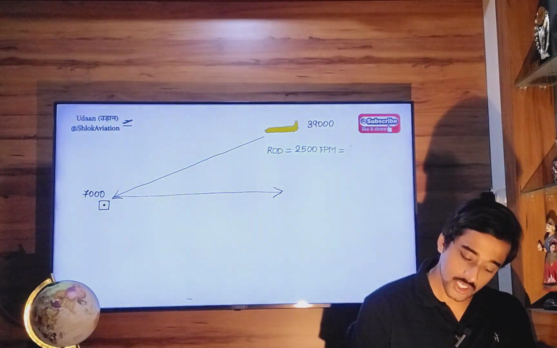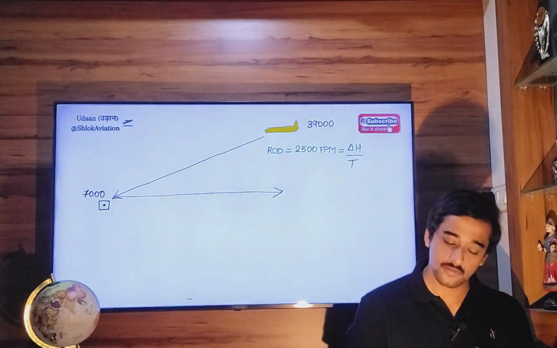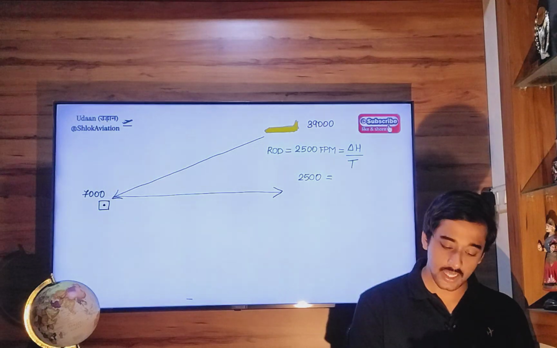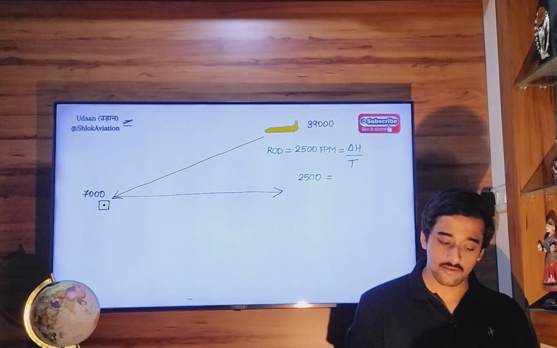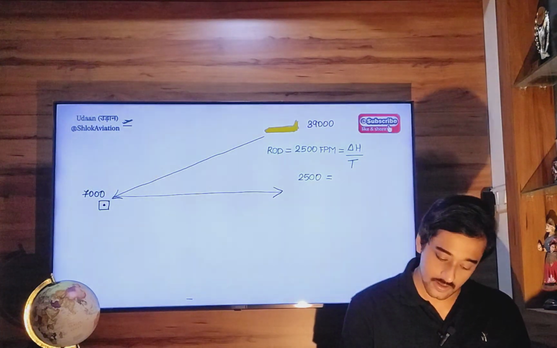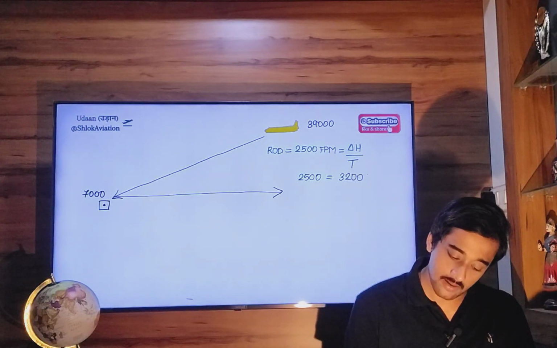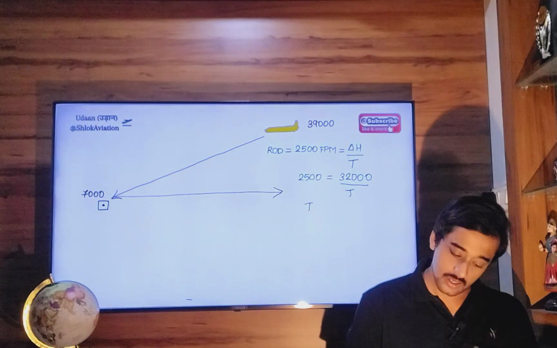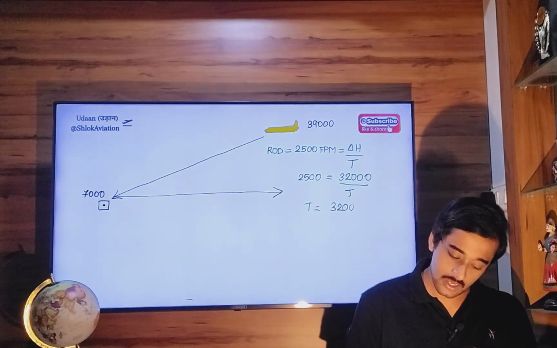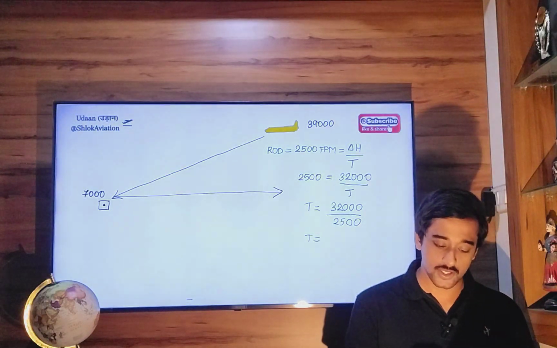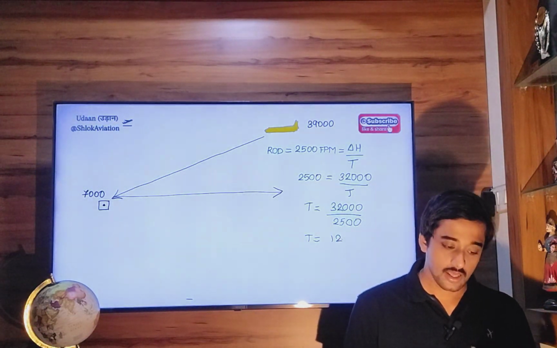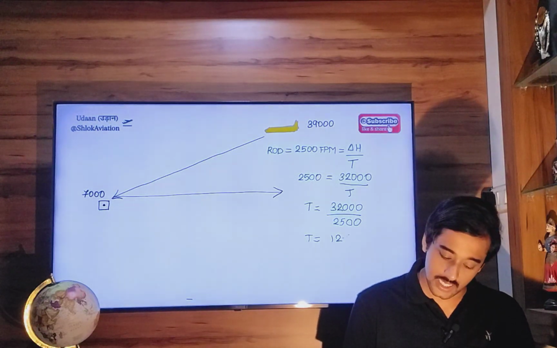Rate of descent equals change in height divided by time. Change in height, 39,000 minus 7,000, is 32,000, divided by the time taken to descend that much. So time will be 32,000 divided by 2,500, which is 12.8. That is 12 minutes 48 seconds.